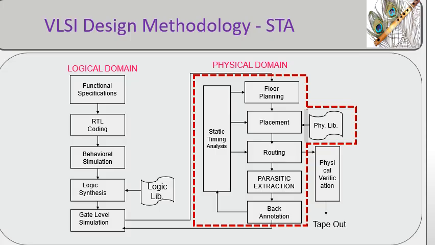Parasitic extraction introduces detailed RC values, significantly improving delay accuracy. Back annotation feeds these extracted parasitics into timing analysis for realistic path evaluation. At this stage, STA captures the impact of slew, load, coupling, and PVT variations on timing. Finally, sign-off timing ensures that all paths meet setup and hold requirements with maximum accuracy.